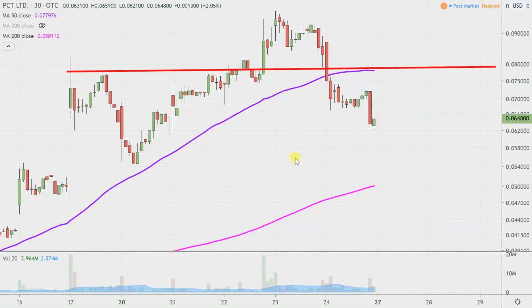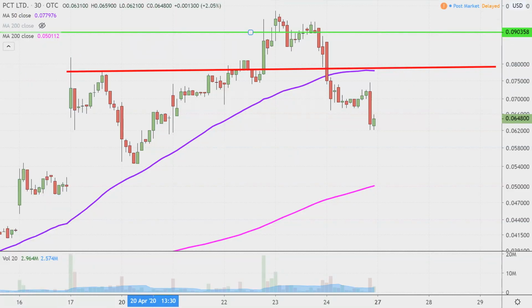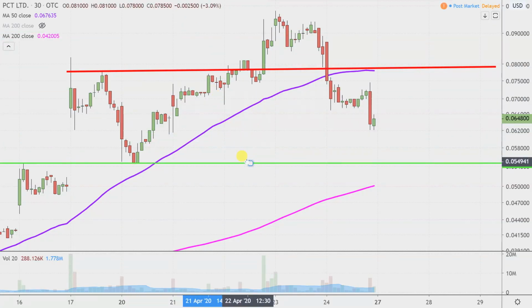Now, what about levels of support? So the initial level of support to keep an eye on, if there's any sort of pullback that continues, is going to be down here at 0.055. 0.055, a very important level, a very critical level.